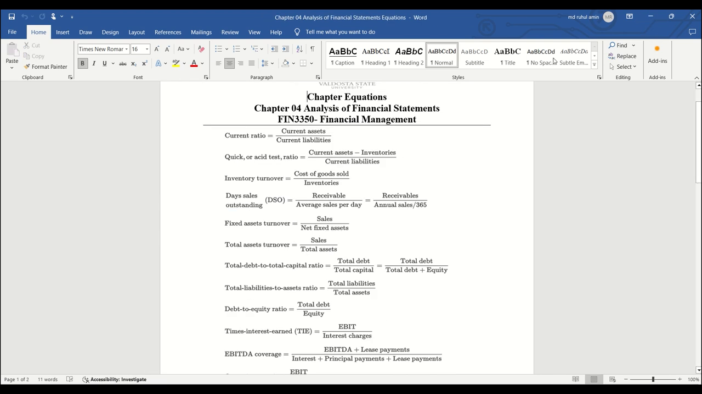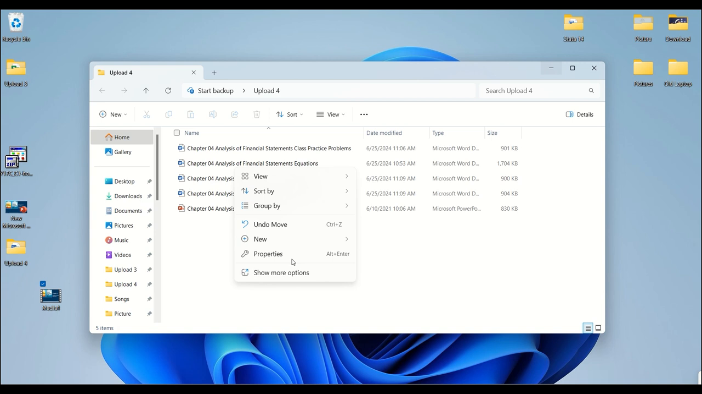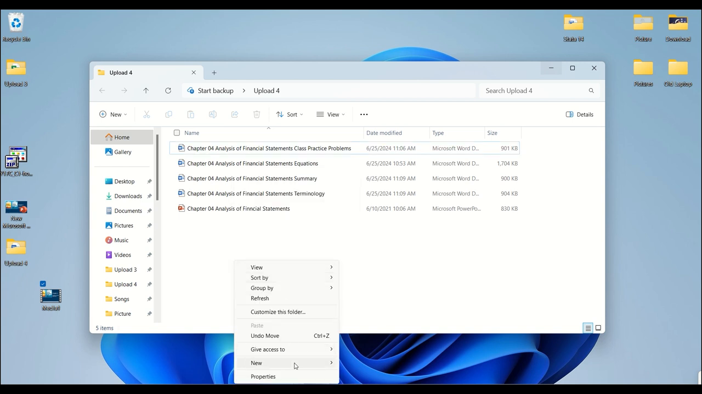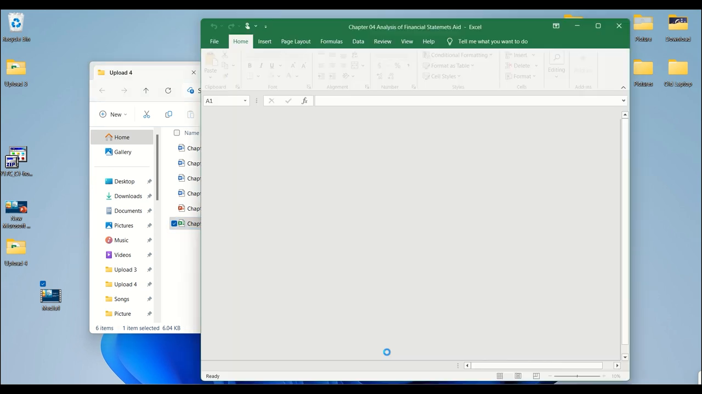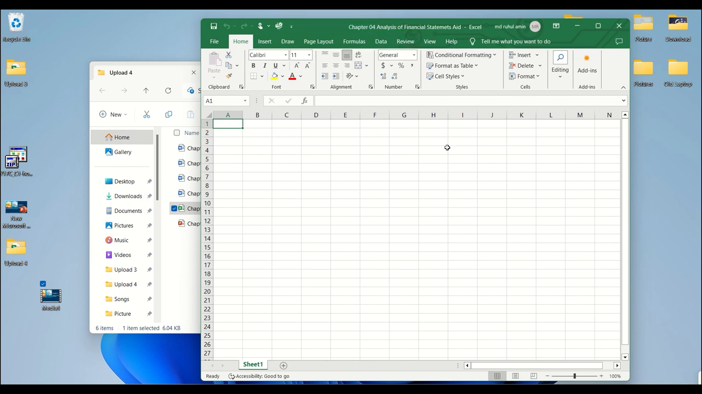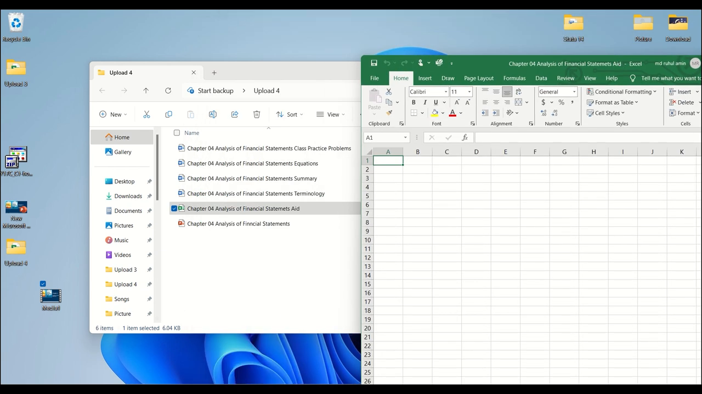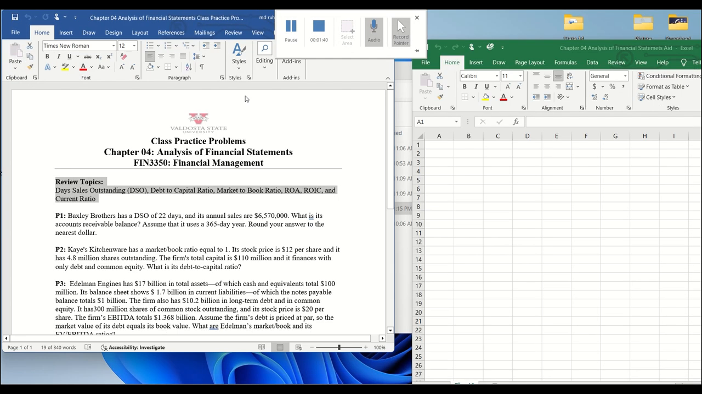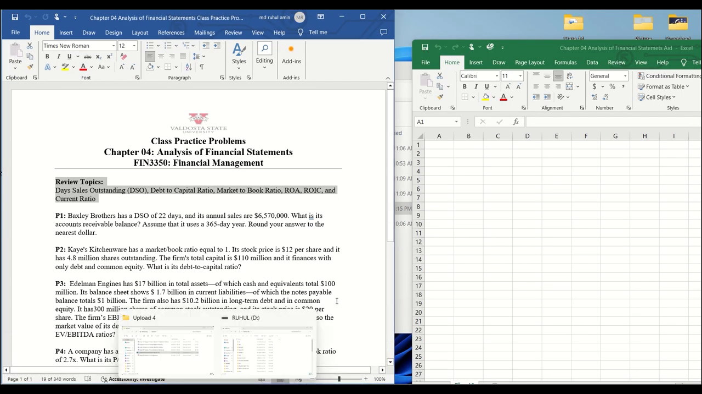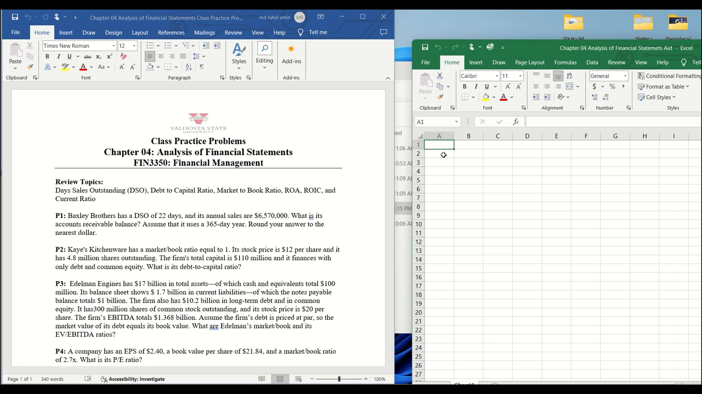For this one, let's open a new Excel spreadsheet. Chapter 4, analysis of financial statements. Here you go. This is your formula. Okay. Now problem 1.